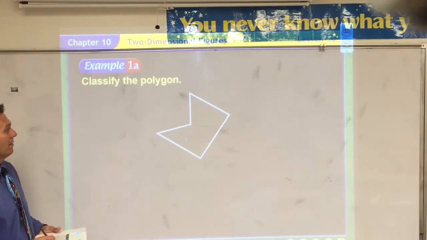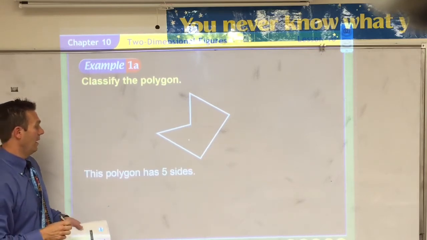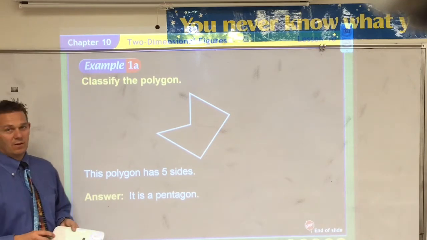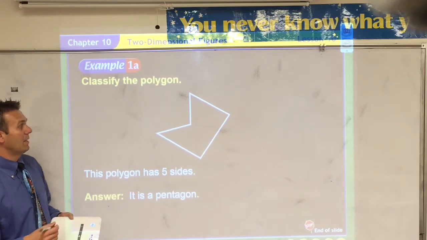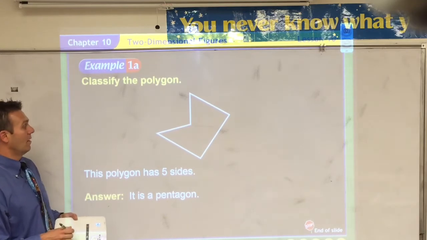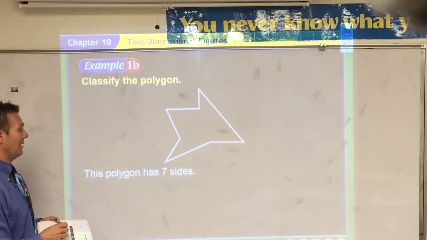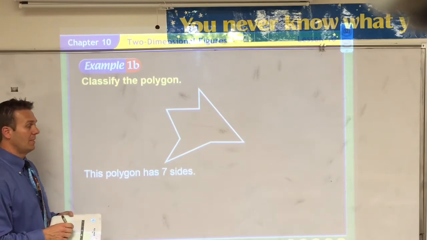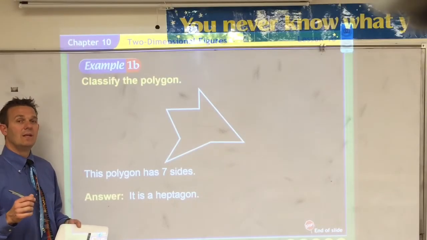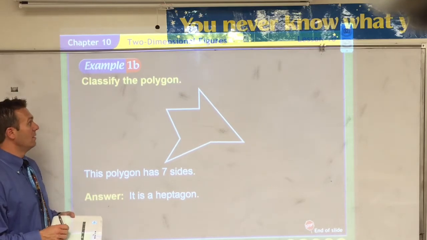So what we have here is a 1, 2, 3, 4, 5-sided figure, and it has 5 sides. This is a pentagon, okay? And because it's 5-sided, it's called a pentagon, but it's an irregular pentagon. It's not regular, and that's important to understand. This one has 7 sides, so a 7-sided figure is called a heptagon. 5 sides is a pentagon, 7 sides is a heptagon.